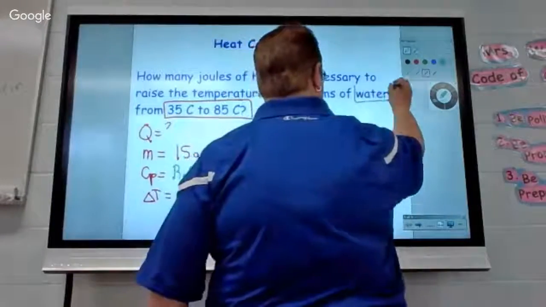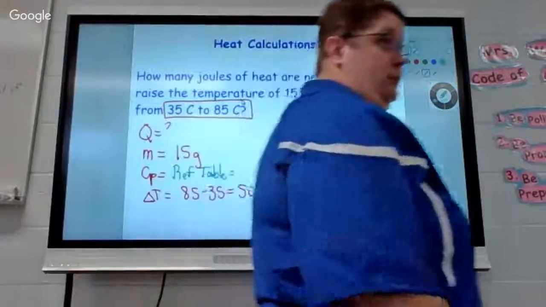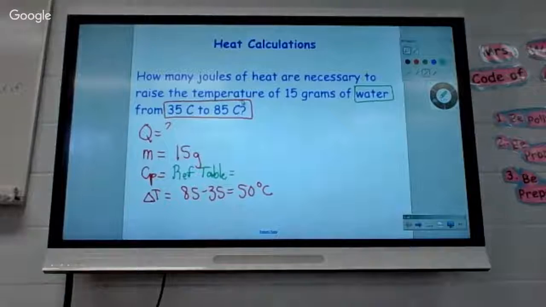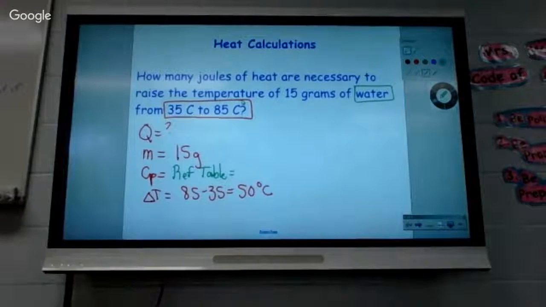I told you that it is water. I have to tell you what the element or the compound is. So once you know that, you go to your chart. And some of the specific heats are in this table at the bottom. Now, look where I'm pointing at today. See where my fingers are? That's where we're going to be at today.